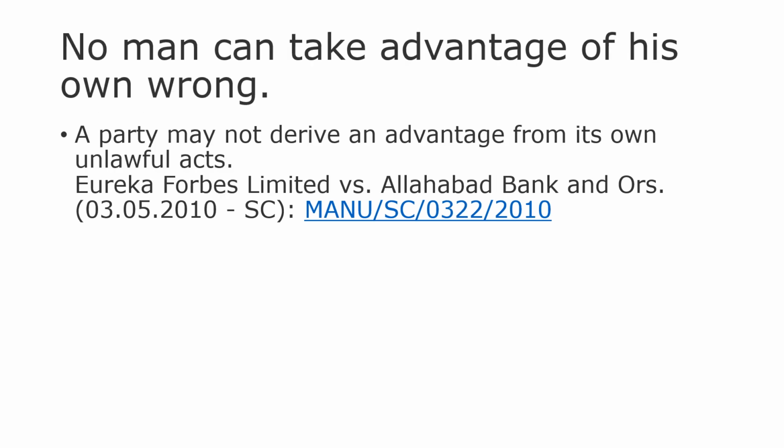No man can take advantage of his own wrong. This affirms what we said in the earlier slide. A party may not derive an advantage from its own unlawful acts. So if a court or a court clerk or judge or the person that's coming against you does the wrong, whether you're the plaintiff or the claimant, as we may call it, or whether you're the defendant or the respondent, which is the person defending their position, defending their rights, if there's a wrong on either side, then that person can't take advantage of the wrong.